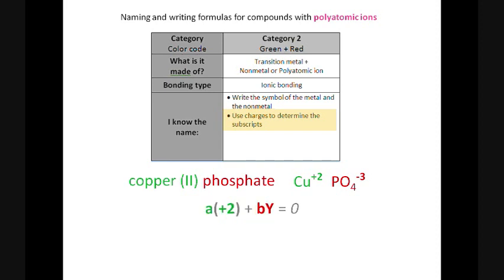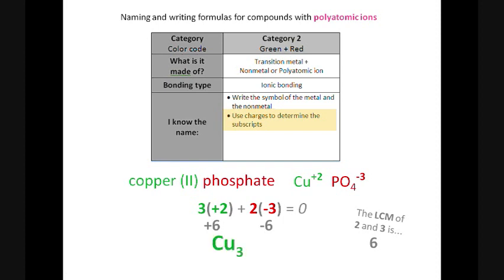We know copper's charge is +2, and we know phosphate's charge is -3. The LCM of 2 and 3 is 6, which means we need A times +2 to equal +6, and B times -3 to equal -6. That means A must be 3 and B must be 2. So our subscript for copper is 3, and our subscript for phosphate is 2.